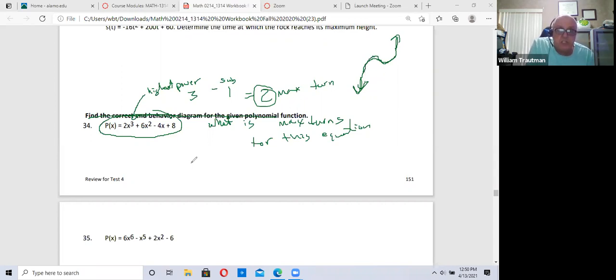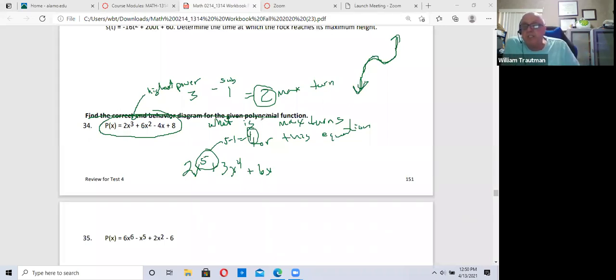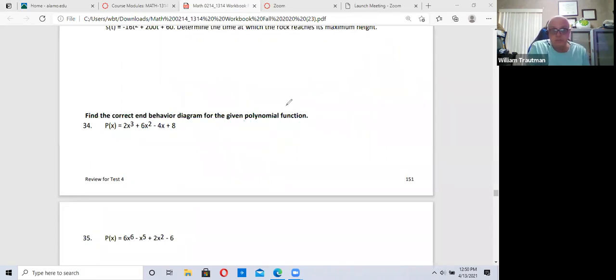If you had an equation that looked like this, the max turns would be 5 minus 1, which is 4. Highest power minus 1 is the max turns that an equation can have, that a graph can have. All right, the highest number of turns. All right, let's go to 38.